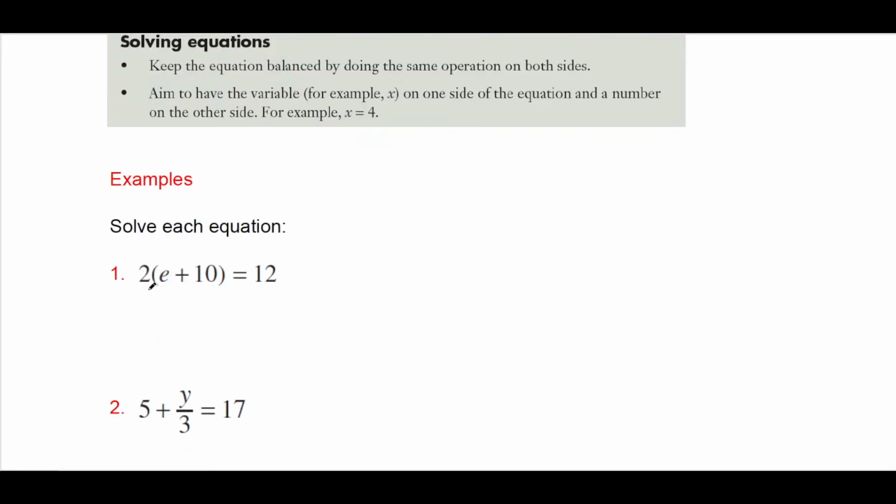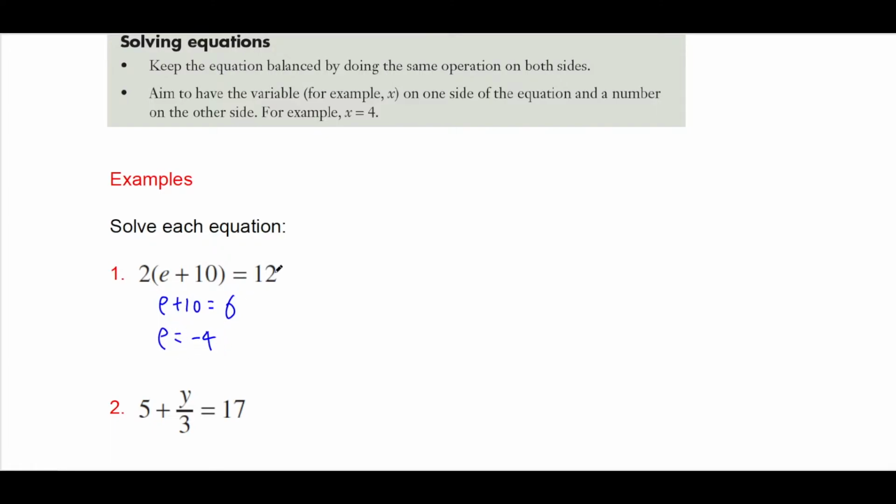So let's take a look. How do you solve this? We can divide both sides by 2 first, because we want to make e by itself. So you have e plus 10 is equal to 12 divided by 2, which is 6. If I divide the left hand side by 2, I get e plus 10. If I divide the right hand side by 2, I get 6. Then you just take away 10 from both sides, you get e equals minus 4, right?